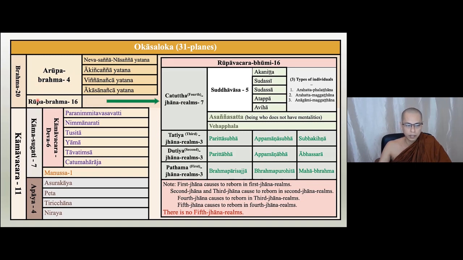Although this is emphasized by the name of Rupa Brahma, it consists of both mentality and materiality, as we will see here. And there is only one plane, the Asanyasata, which has no mentalities, only materialities. So let's see again the Apaya, one after another: Niraya, Tiracchana, Peta, Asurakaya, which you already know.